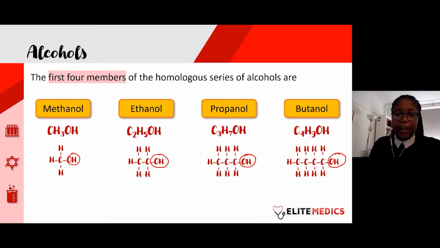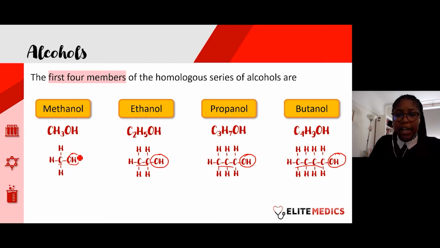One thing you might notice just by looking at the structures of these compounds is that as you go along the series, the number of carbon atoms increases. So in methanol, you've got just one carbon atom. In ethanol, you've got two carbon atoms. In propanol, there's 3 carbon atoms, and in butanol, there's 4 carbon atoms. Now, this is another feature of all homologous series, and that's that the number of carbon atoms increases as you go along the series. So all the compounds in the alcohol homologous series will have a different number of carbon atoms within them.